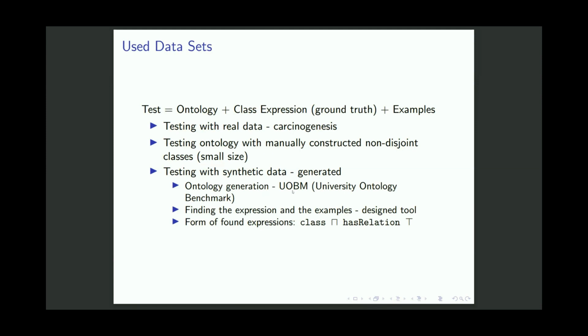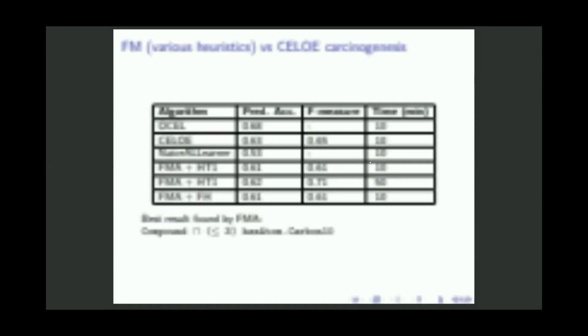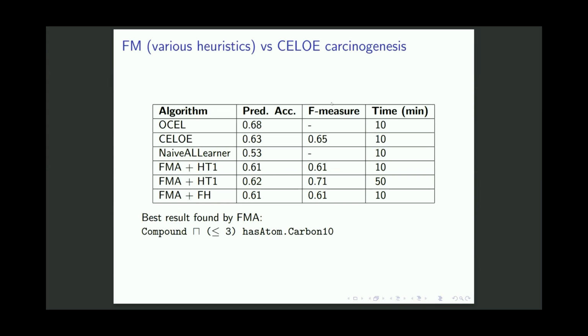And this tool basically generates an ontology, and we find expressions of type class and has relationship to the top. Really simple expressions, but a lot of problems can be solved with these simple expressions, and we thought it was enough for this research. And the results. Okay, we have 3 columns with predictive accuracy, F measure, and time in minutes. Time is not really that important.